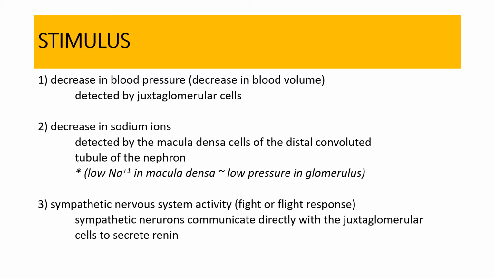So we're going to take a look at the stimulus, what causes the secretion of renin, where it is secreted from. We're going to have to learn a little bit about the nephron to be able to do this. Then the target, the target response, and the class. We're actually not going to talk about disorders and diseases with respect to renin.